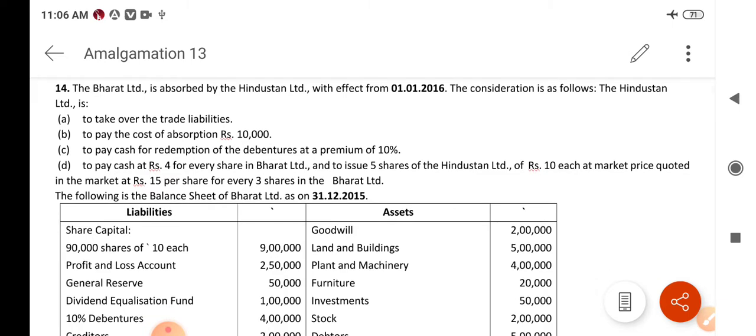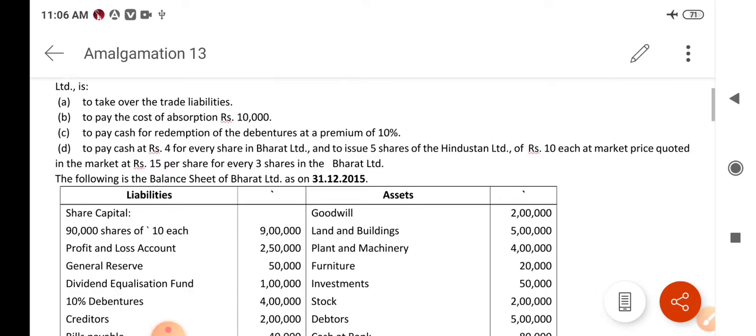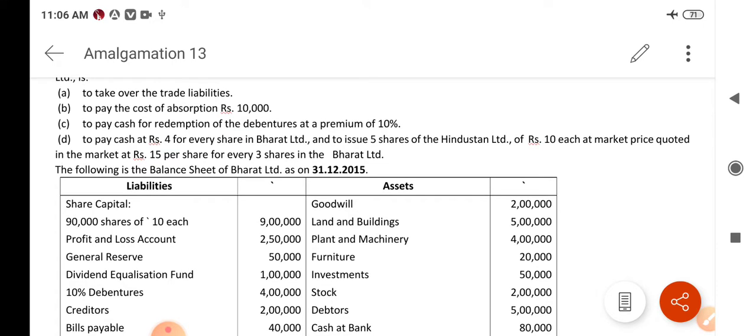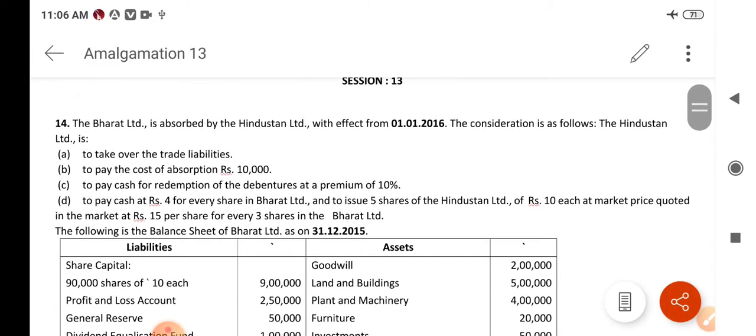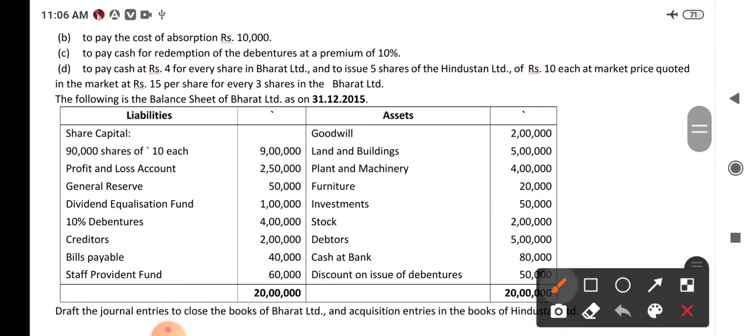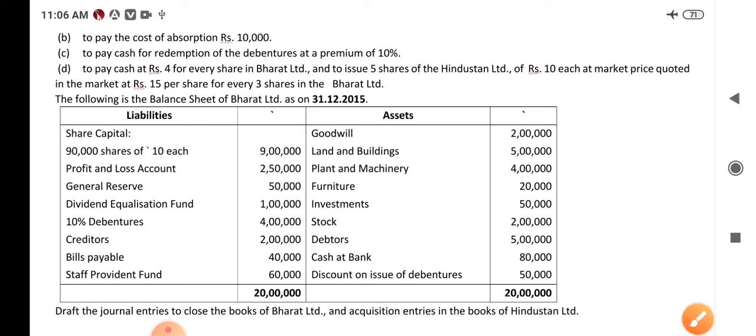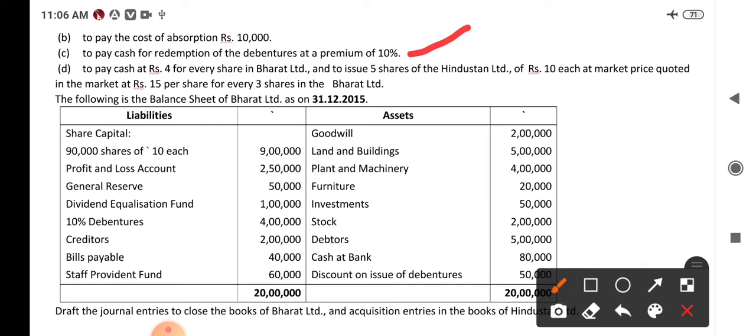Next, to pay cash for redemption of debentures at a premium of 10%. So what is the total debentures? Look at the balance sheet. We have 10% debentures of 4 lakh and they are settled at a 10% premium. So what will be the total amount paid to debenture holders? We will pay 4 lakh plus 40,000, so 4 lakh 40,000 will be paid. And who will make the payment? It will be paid by Hindustan Limited. We should assume that the debentures are taken over by the purchasing company and after taking over, they are settled for rupees 4 lakh 40,000.